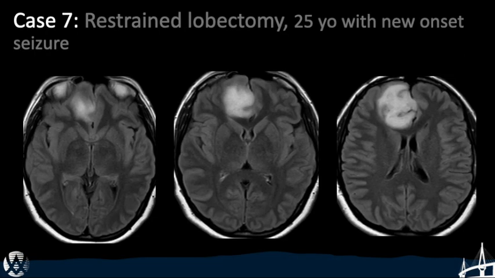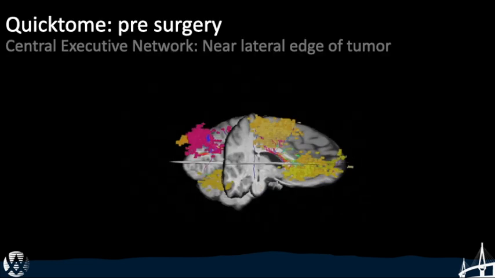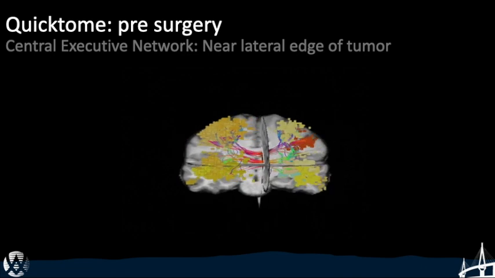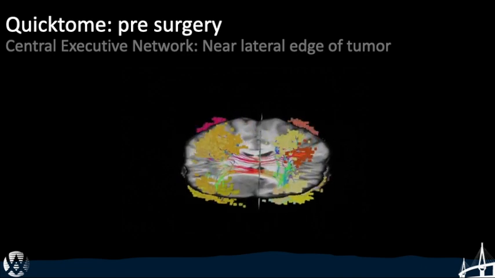This is a more recent case where, in contradistinction to the prior case, where we did more of what would be considered a traditional lobectomy, this is what I would consider more of a restrained lobectomy. And the question is, why would we be restrained? Assuming this is an astrocytoma, let's just say, why would we be restrained in this, right? Are we being now told to be supramaximal, especially in young patients, in a right frontal location? So this is the QuickTome that we did pre-surgery, and we could see as this rotates the three-dimensional projection that just lateral to the tumor is a central executive network.